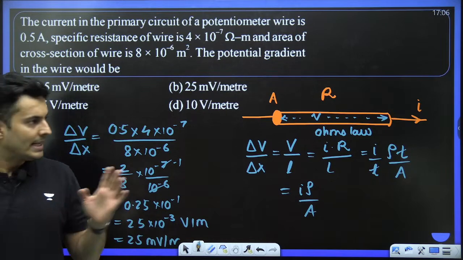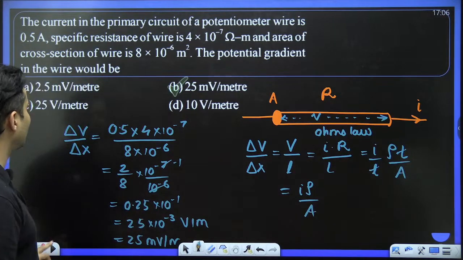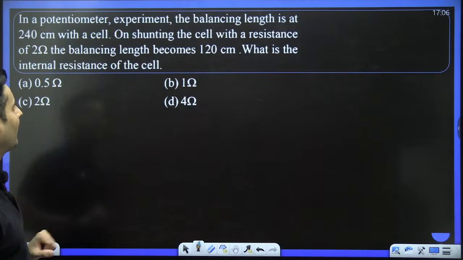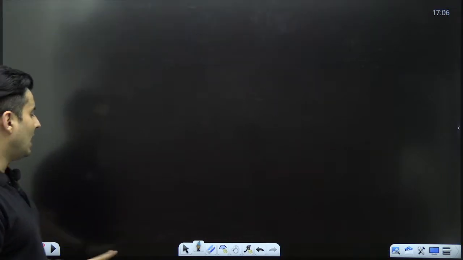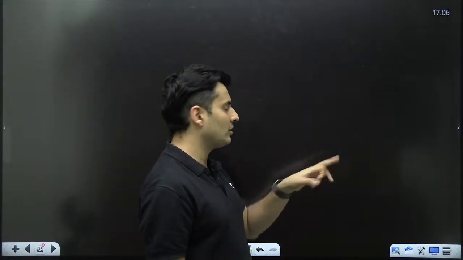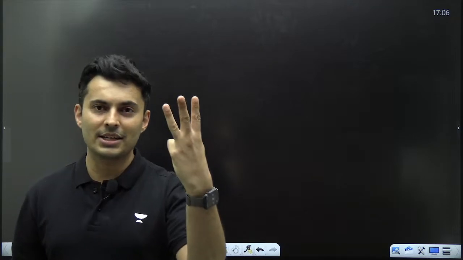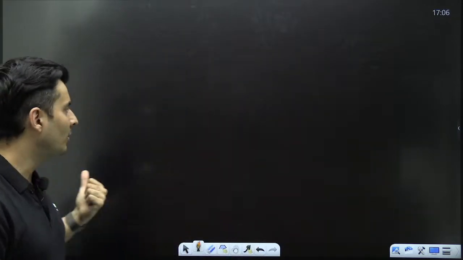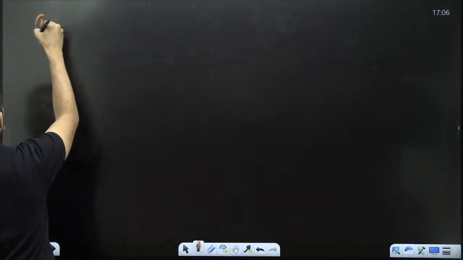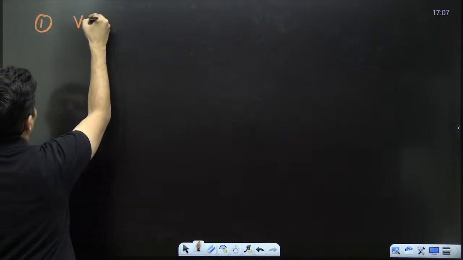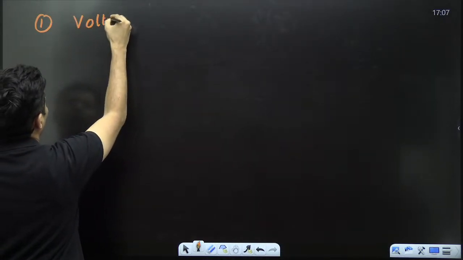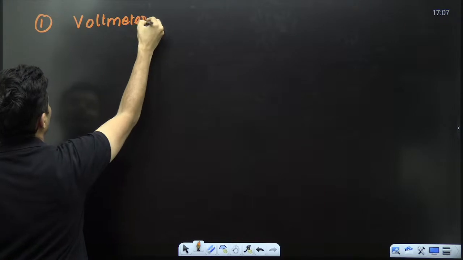Awesome, awesome. Let's go to the next question, but before going to this particular question, we need to study the applications now. Now we'll see the applications of the potentiometer, all the 3 applications, and then we'll go to the remaining problems. The first application of a potentiometer is as a voltmeter to measure the voltage.